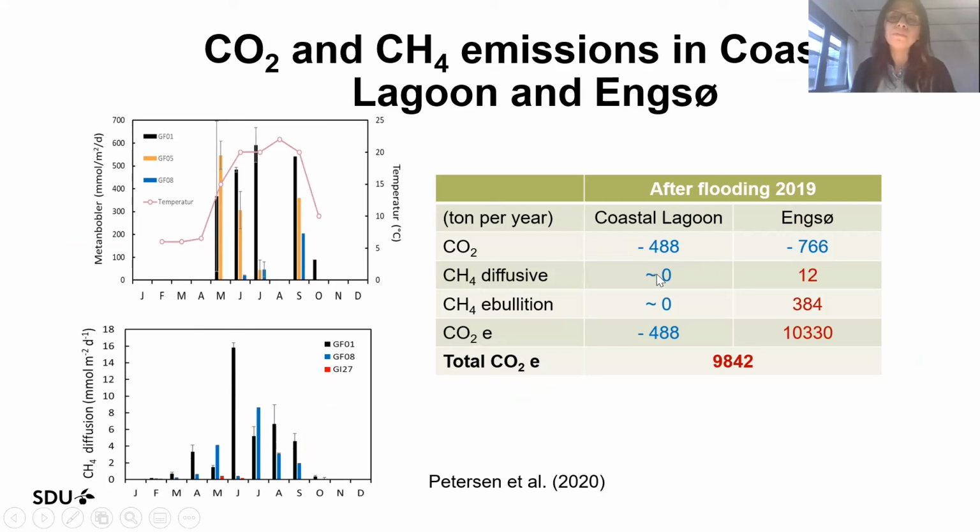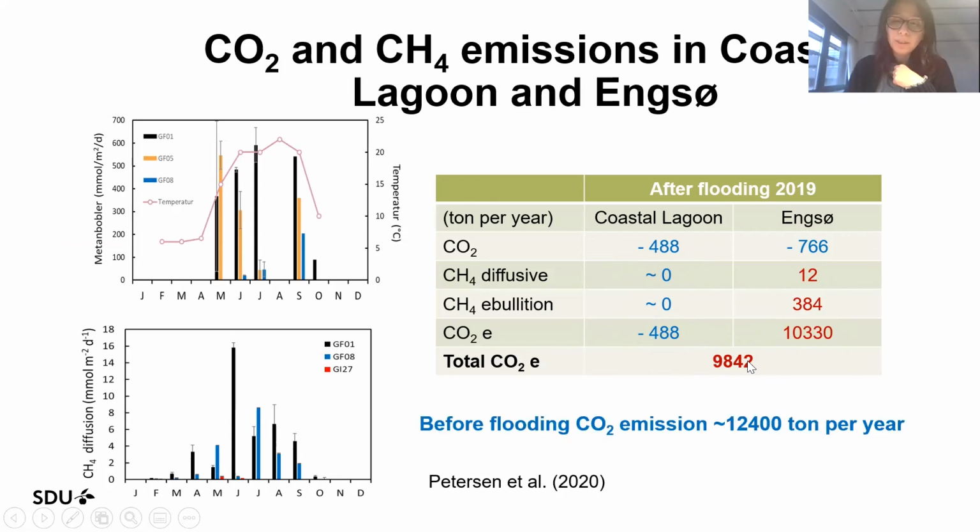So the blue numbers here are where we have uptake of CO2, so negative emissions, and the red ones are where we have emission of methane, which is later converted to CO2 equivalents using the greenhouse warming potential. There we have actually emission of CO2 equivalents of about 9,400 tons per year. And that was almost the same as we had before flooding. So these are things to consider when we are working with managed realignment of coastal areas.